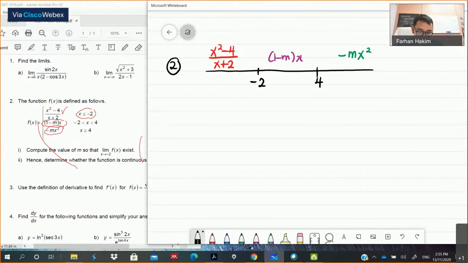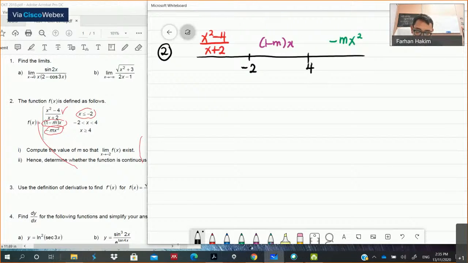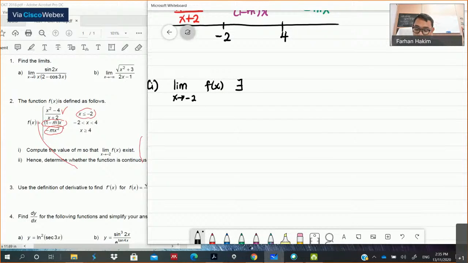Question 1 says that we have to find the value of m so that the limit as x approaches negative 2 of f of x exists. The keywords are: the limit as x approaching negative 2 of f of x exists. If the limit exists, this is equivalent to saying that the limit as x approaching negative 2 from the left of f of x is equal to the limit as x approaching negative 2 from the right of f of x.